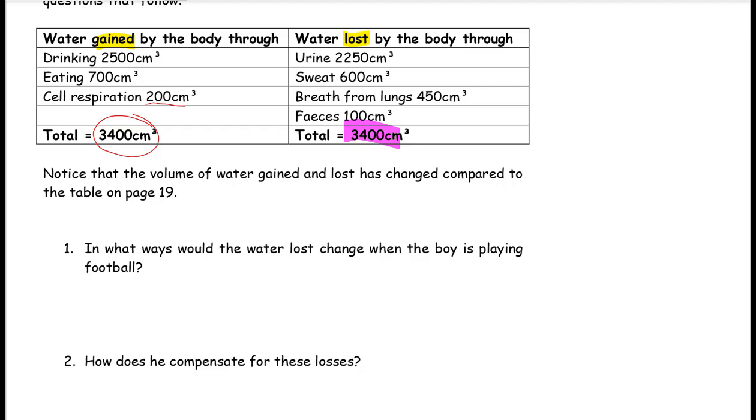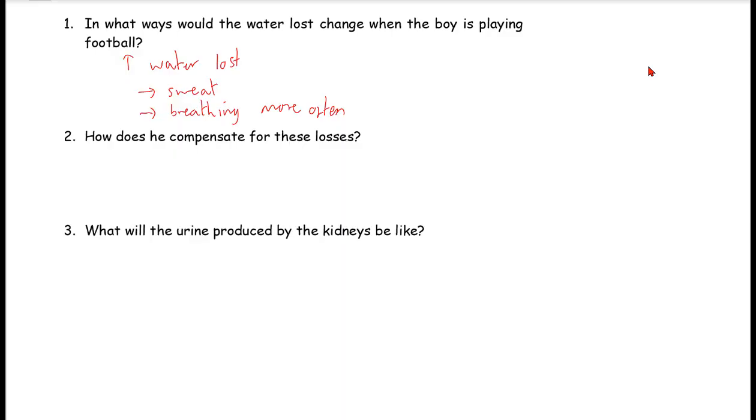In what ways would the water loss change when the boy is playing football? So there would be more water lost, and the reasons for that would be sweat and by breathing more often. Now, how does he compensate for these losses? So how does he make up for it? He would have to drink more water.